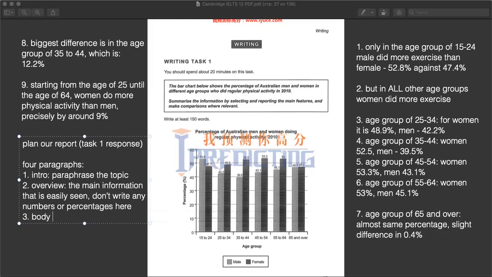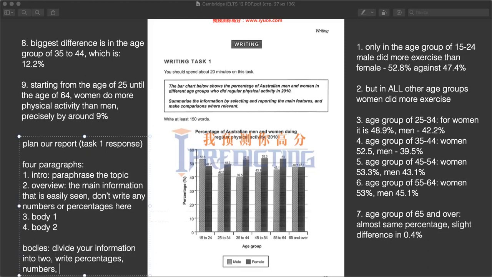Then we write body 1 and body 2. So what do we write in the bodies? You should divide this information into similar pieces of information, so you should divide your information into 2. Write percentages, numbers, what else? Differences, and so on. So this is the plan. This is what we're going to write.